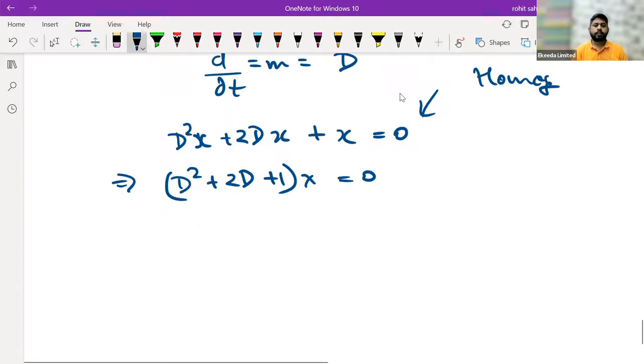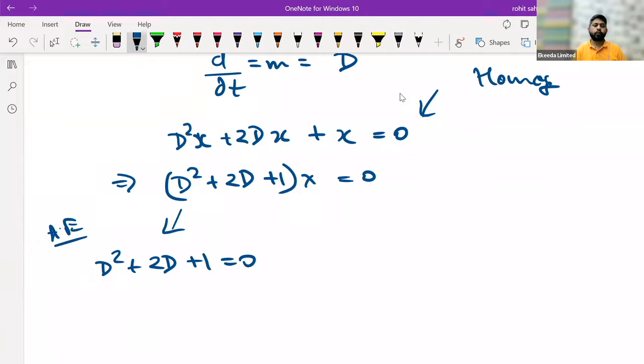So this is supposed to be your auxiliary equation, d square plus 2d plus 1 equal to 0. This is your auxiliary equation. ठीक है, यहाँ के रूट्स निकालना है. D लिखो, M लिखो, anything is fine. ठीक है. So you can see that this is D plus 1 whole square equal to 0. So you can say that D equal to -1 and -1 are the two roots. So two real repeated roots.